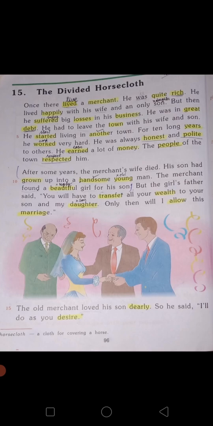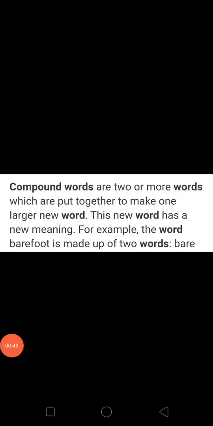When two words combine together and it frames a new meaning, that thing comes under compound word. See, a perfect meaning, or as we can say definition of compound word. Compound words are two or more words which are put together to make one larger new word, or else we can go with smaller new word also. Here, larger new word I can give you an example of horsecloth. It's a larger word. Into also comes under compound word. It's a very smaller word, right?